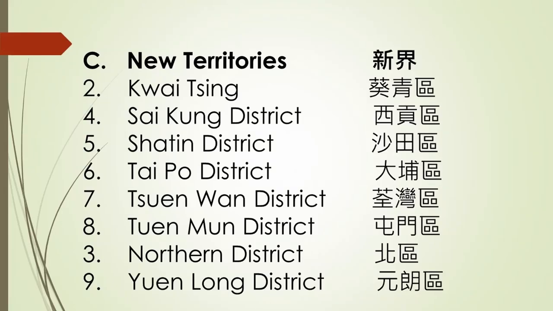Let us continue with C and D. C is New Territories. In Cantonese is San Gai.